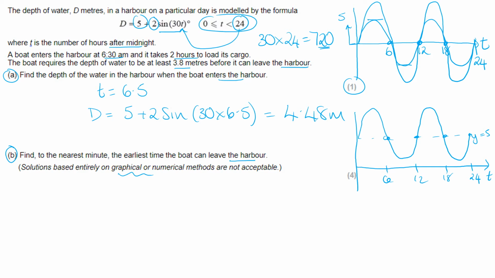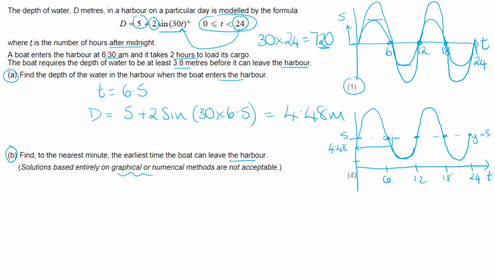Well, it entered at 6:30, so here we go, 6:30, so just past 6. This will be our 4.48 that we've just found in part A. So obviously this is at the time when the tide is going out and the water's going down. So we don't know whether 2 hours will pass and there'll be enough time to load the cargo and then we can get out, or whether we'll have to wait till the next time it comes past the 3.8.